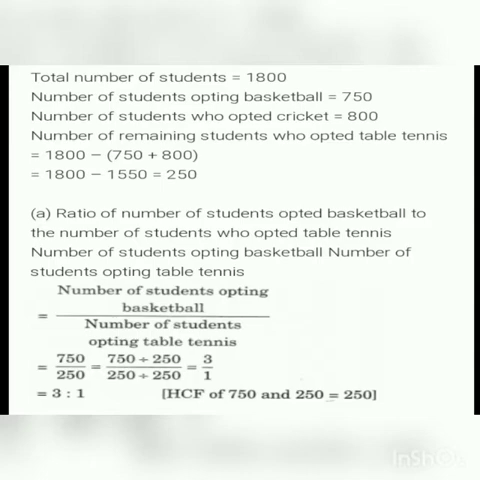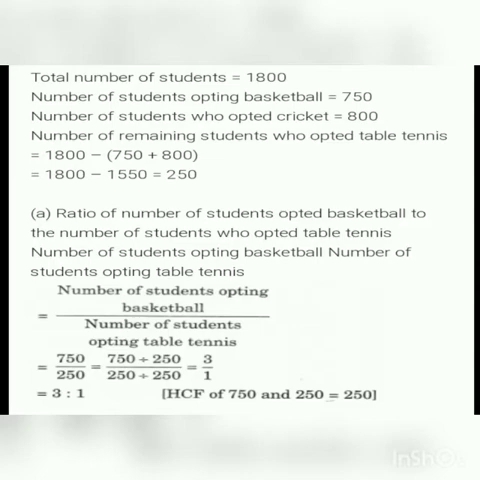Now we can move on to the question. The first question is the ratio of the number of students who opted basketball to the number of students who opted table tennis. So basketball 750 students opted and table tennis how much? 250 students. So we can find out the ratio. The ratio will be what? 750 by 250. So cancelling out 0 here, or directly you can find the HCF of 750 and 250. You can see that 250 will be the HCF.